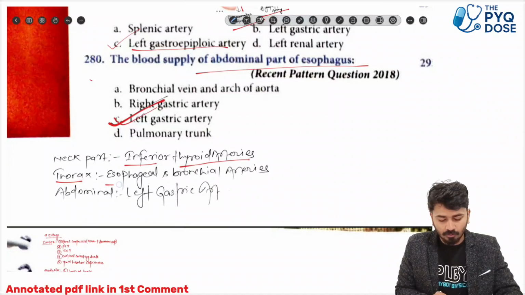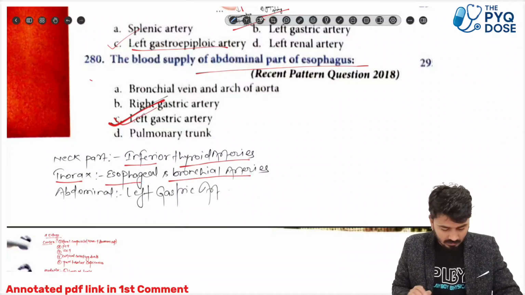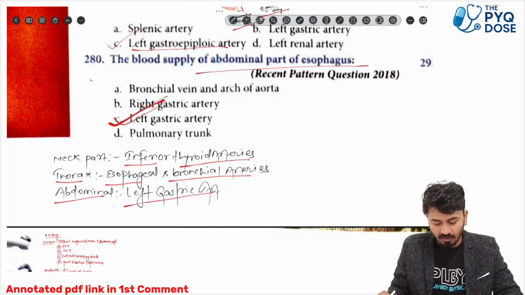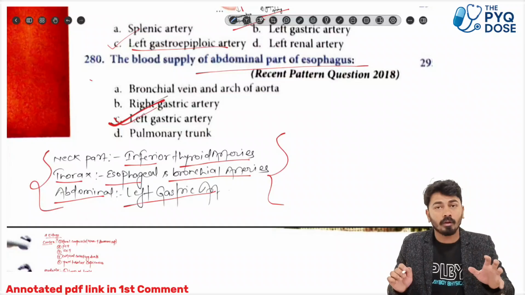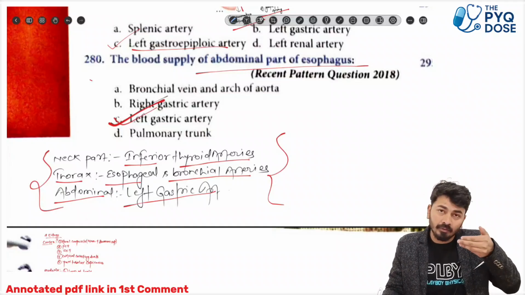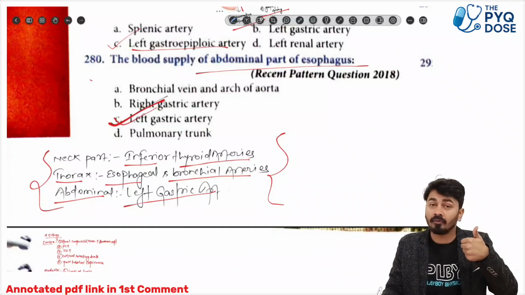In the thorax region, it will be supplied by esophageal and bronchial arteries, and in the abdominal part, it will be supplied by the left gastric artery. So this content also you need to remember, and this will be all for the arterial supply of the esophagus in the different parts. In the neck part, that will be the inferior thyroid artery.